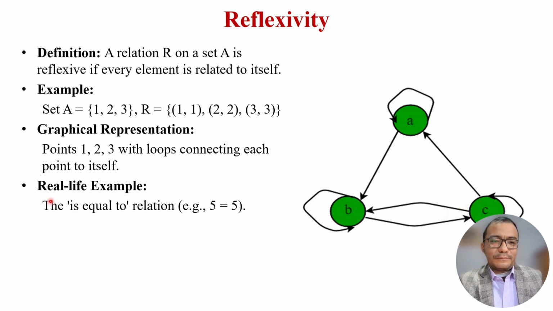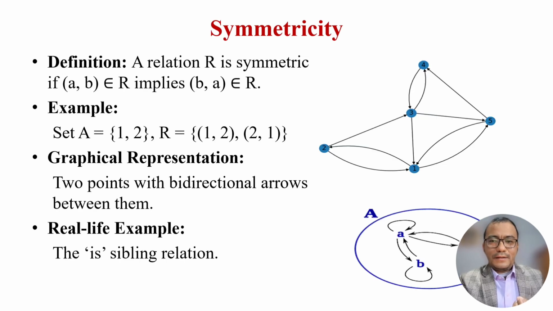A real life example is the equal to relation. For example, 5 equal to 5, 1 equal to 1, 2 equal to 2, and 3 equal to 3. We can see this in this example.